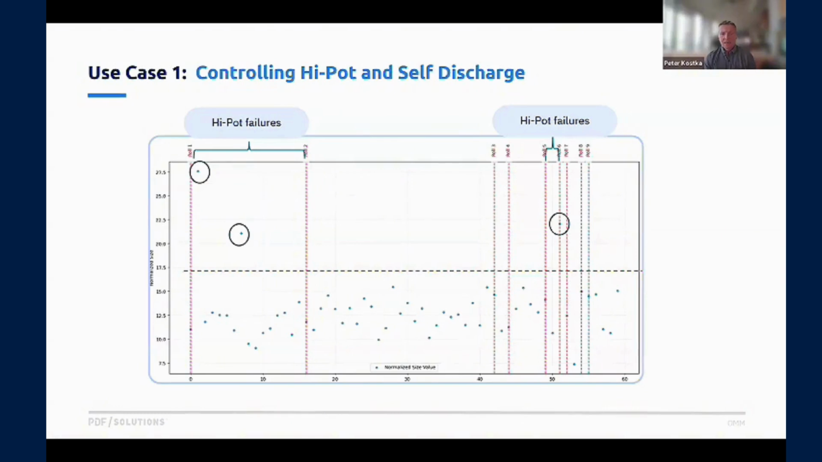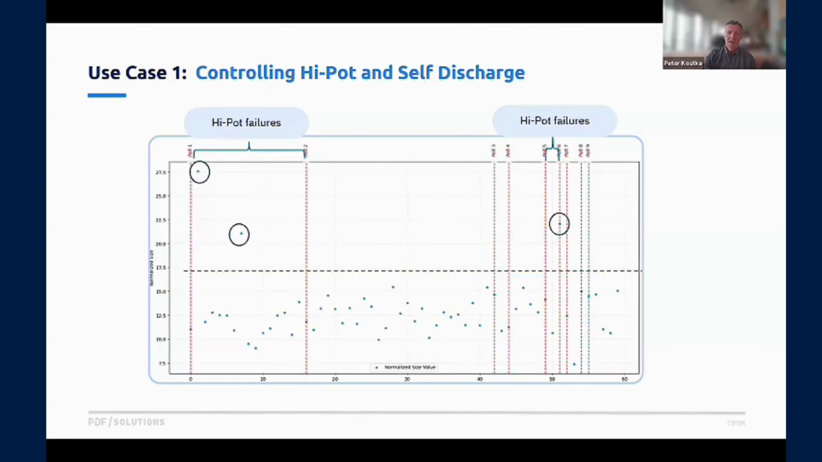So this is a plot of, let's call it large aluminum-like particles for some of the data, and what jumps out is there's a definite correlation between these large ones. So these are particles roughly 20 micrometers in diameter, and the occurrence of high pot failures in that specific batch.